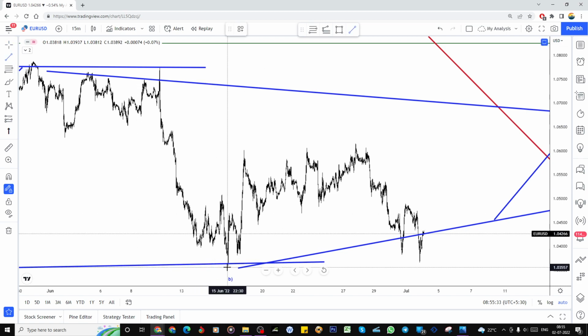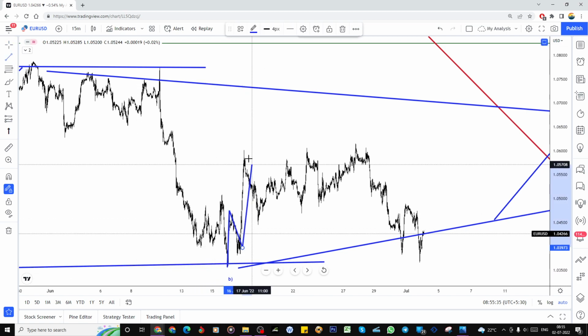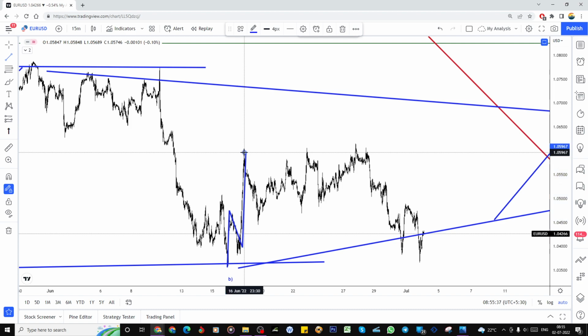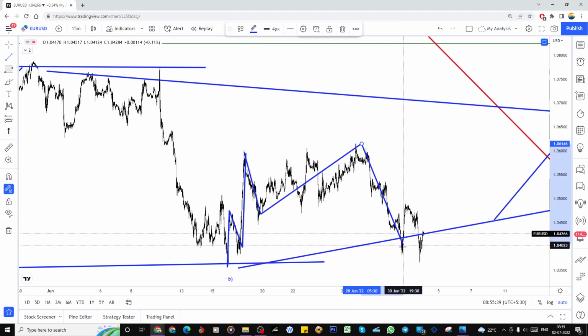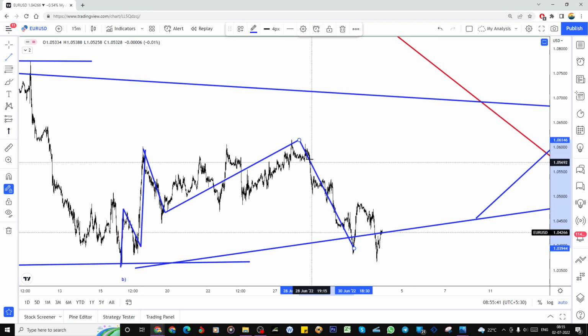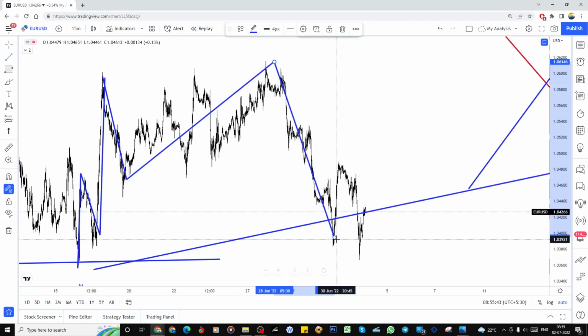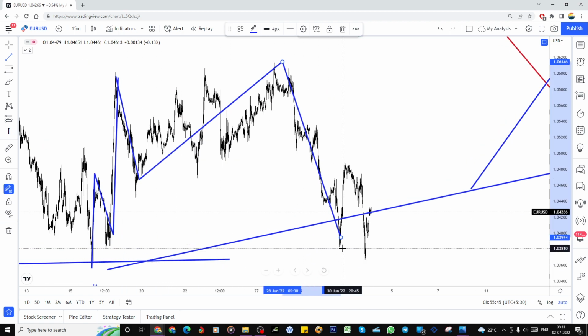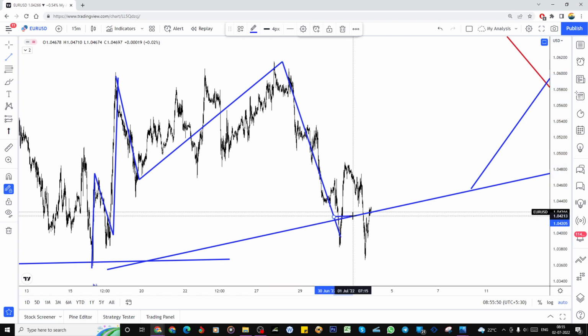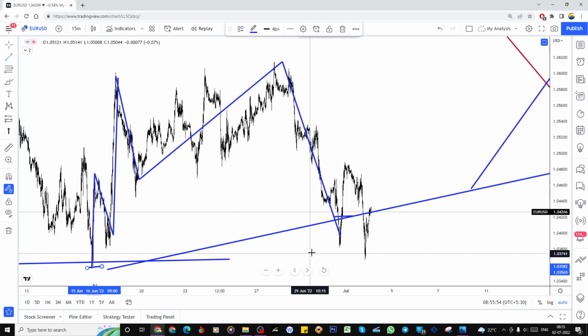So what I did here is this is one ABC, what I thought. This could be another ABC, and it looks like somewhat of a five-wave structure. So I'm expecting a bounce, and it already did. So what I did here is I bought here at 1.0425, making this a stop loss, not this as a stop loss.